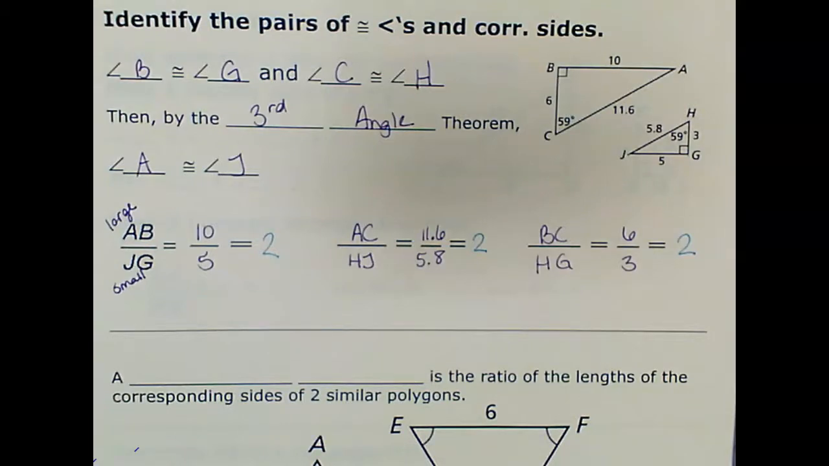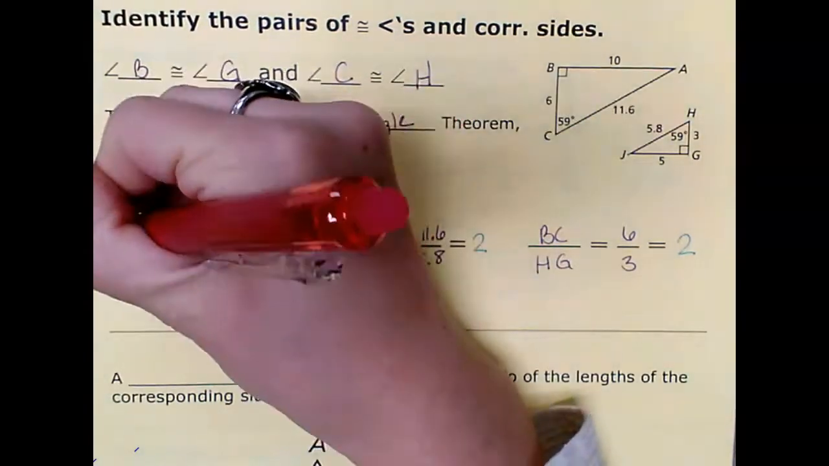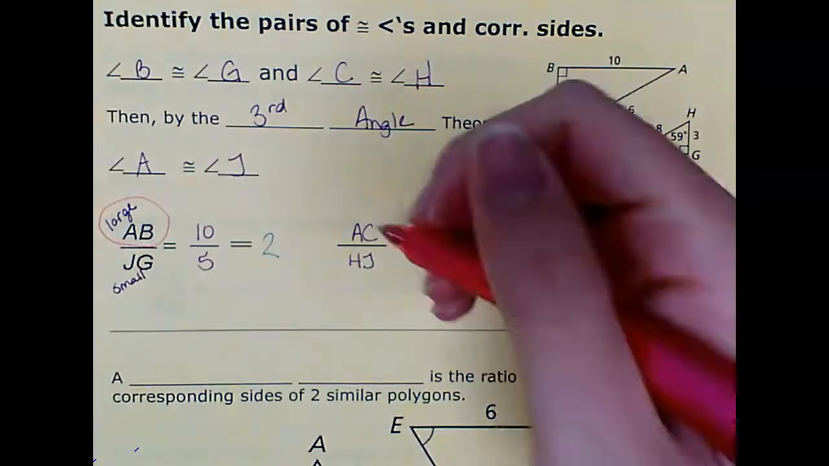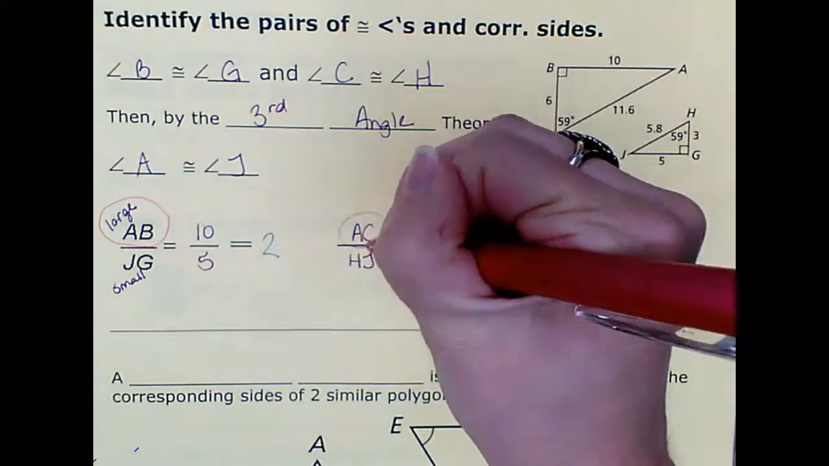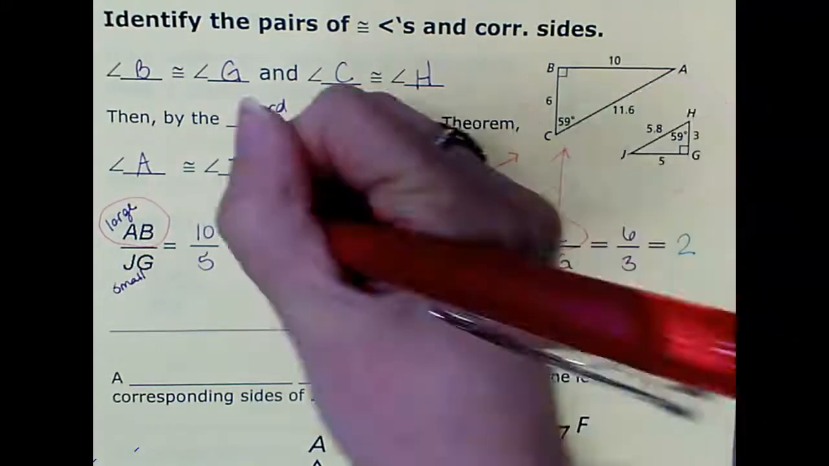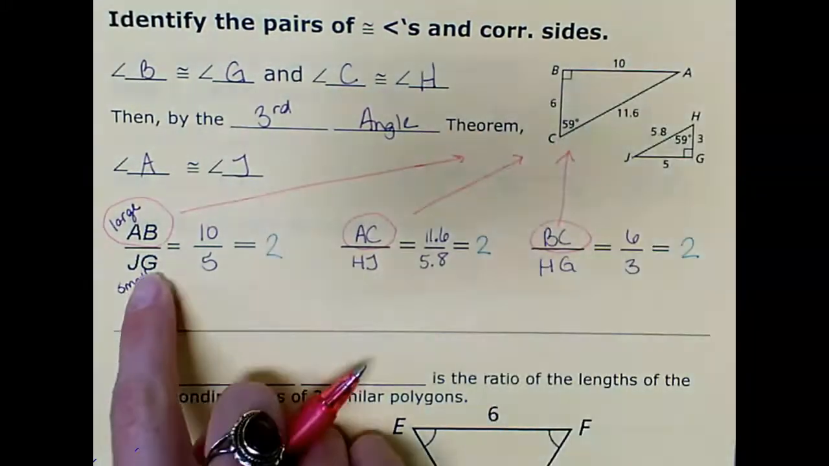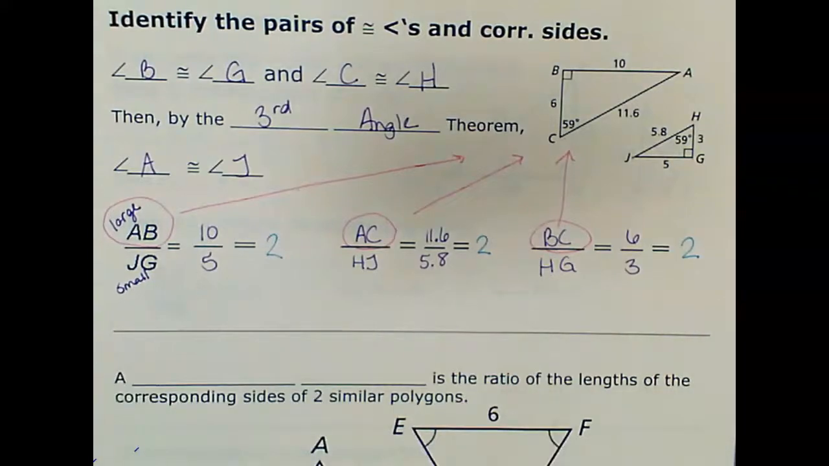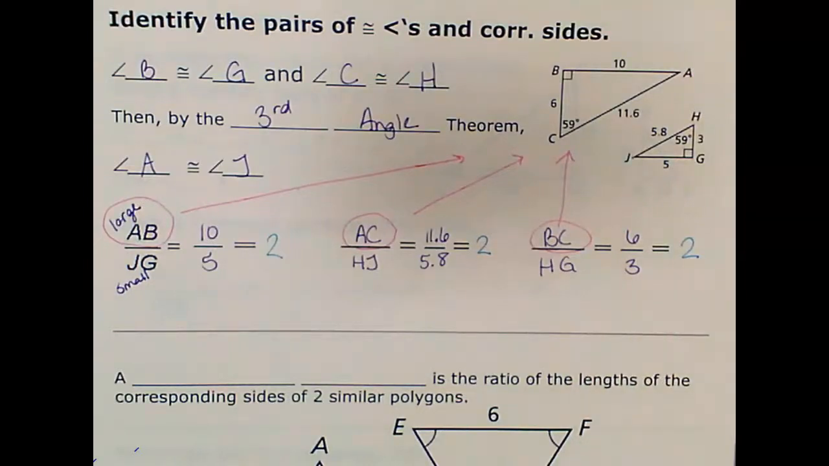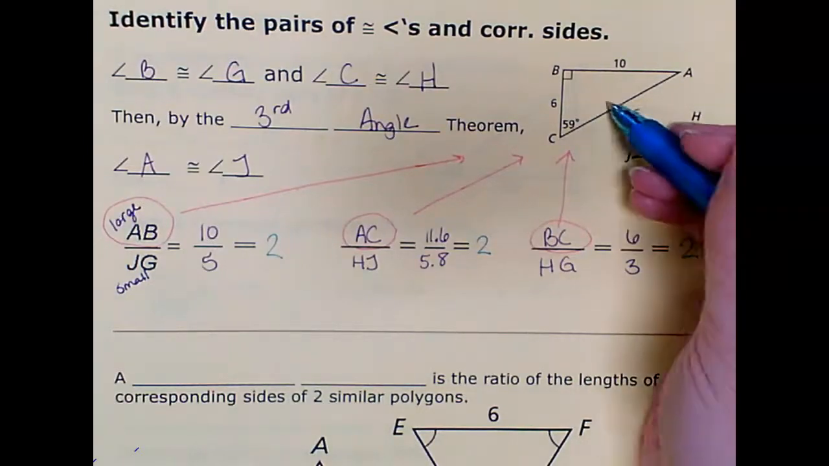So check your ratio with my ratio. Keep in mind that in the first ratio that was provided for us, AB was from the large triangle, so we need to make sure that the numerator is from the large triangle each time. So all of these come from the large triangle, and all of the denominators come from the smaller triangle. So that looks right. All of my ratios are 2, and so if they're all 2, that means that the corresponding sides are all proportional to each other, and these two triangles are similar.